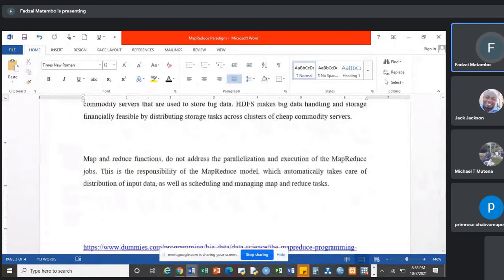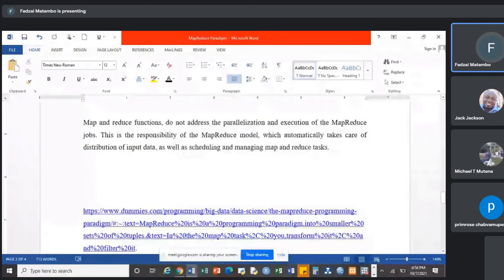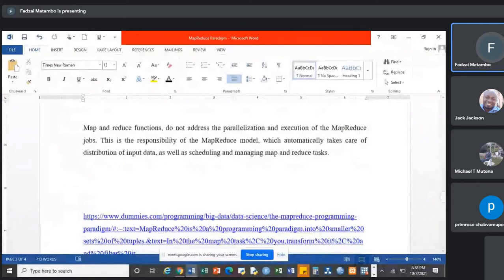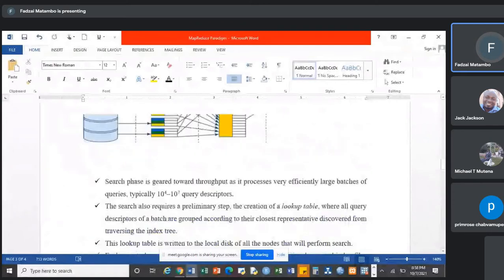Map and reduce functions do not address the parallelization and execution of the MapReduce jobs. This is the responsibility of the MapReduce model, which automatically takes care of distribution of input data as well as scheduling and managing map and reduce tasks. I just brought this up because it brings a bit of confusion when you're saying MapReduce paradigm and MapReduce parallelization. So I needed a clear demarcation between these two processes. I think that's all that we have on the MapReduce paradigm. Thank you.